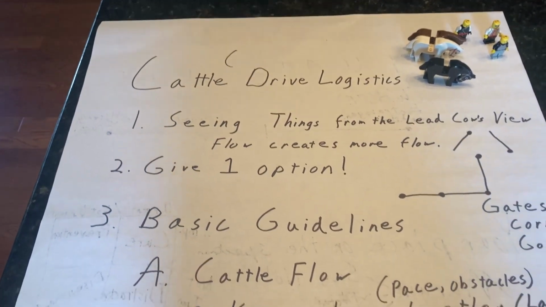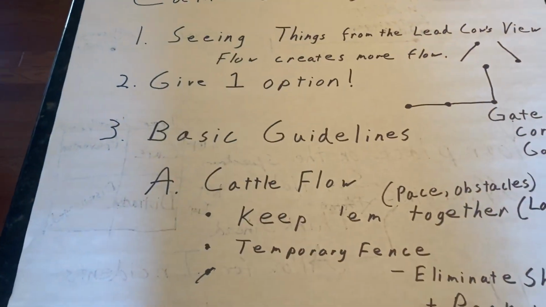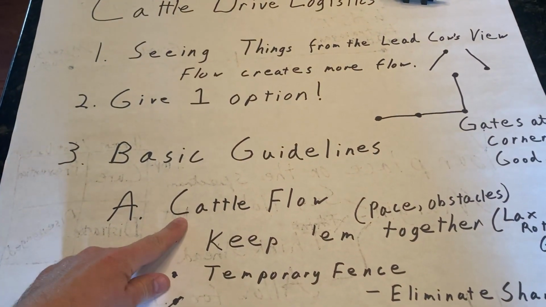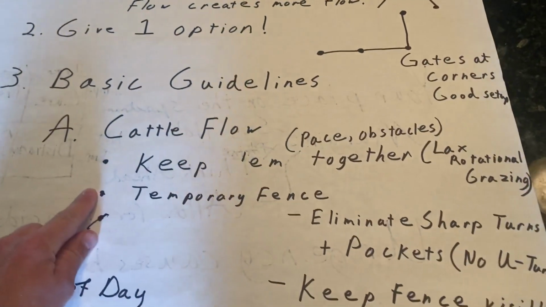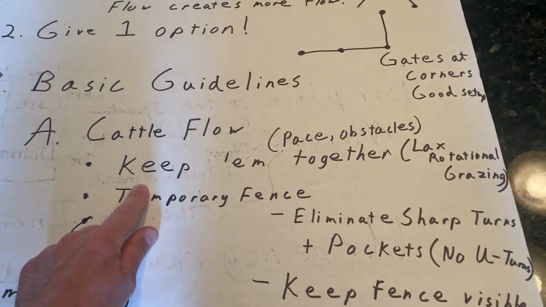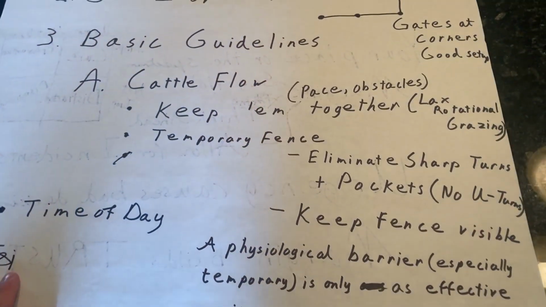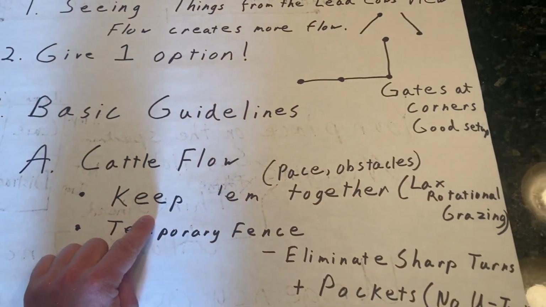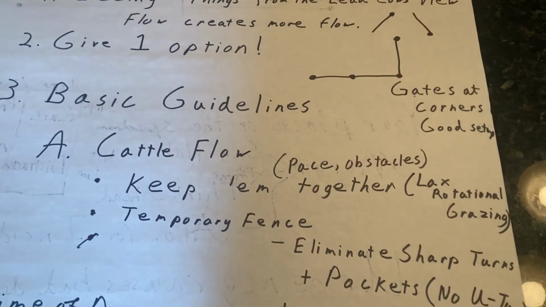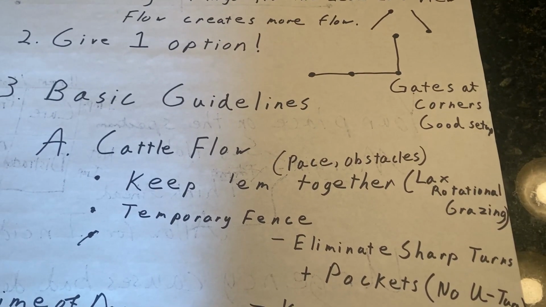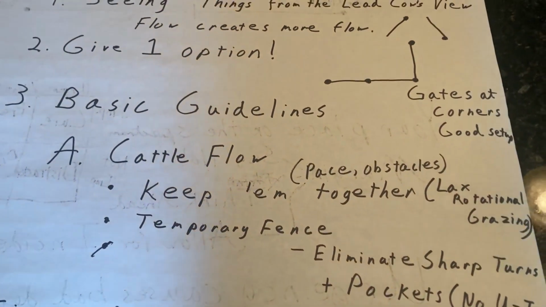So basic guidelines or things in regards to cattle logistics. The first thing in guidelines is cattle flow. I'm going to emphasize this again and again. So I'm going to quickly go over these and then I'll try to give some illustrations. Number one thing about cattle flow for me, well, really these are not in an exact order, but keep them together. If you let your animals get stretched out over a long distance, especially if you are by yourself doing a drive, it's hard to monitor, it's hard to watch things. It's easier for the animals to get confused. You need to keep them together.